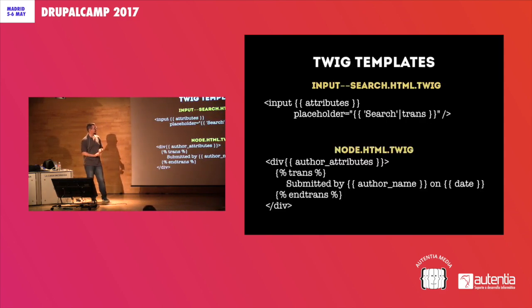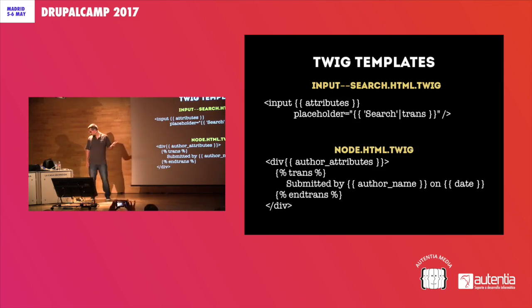For templates, we have Twig now. Twig is a templating system that is common in other technologies. So front-end developers may be really aware of it before it came in Drupal 8. And for translating strings there, you can use the trans filter, as in this first example.